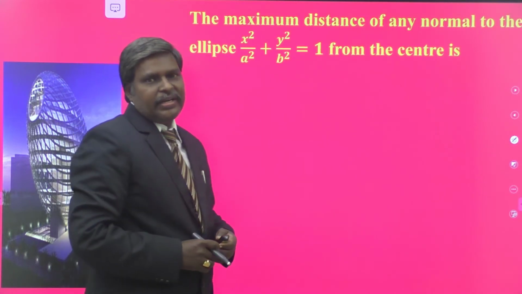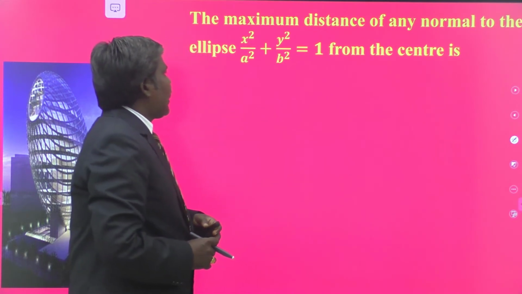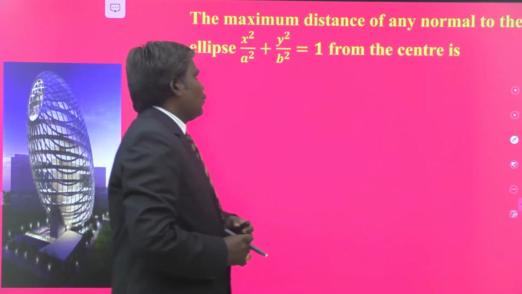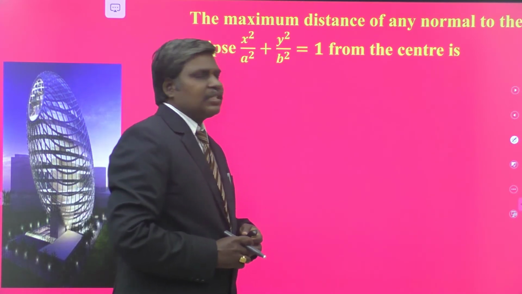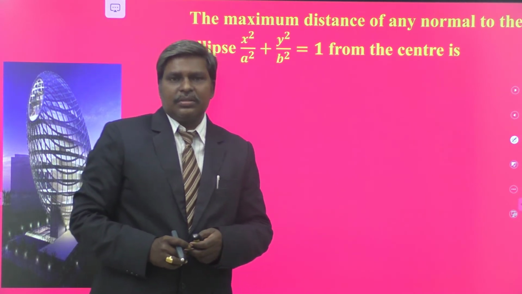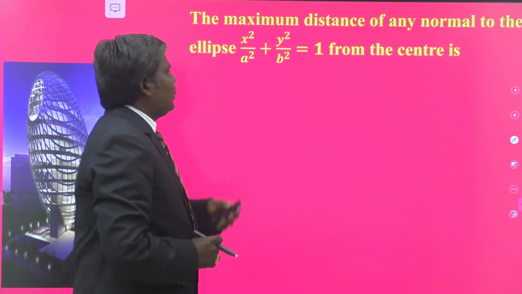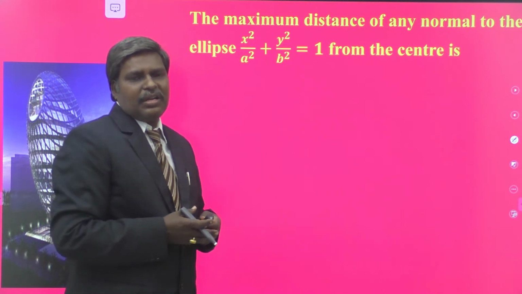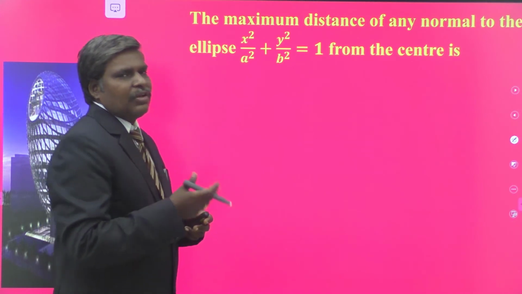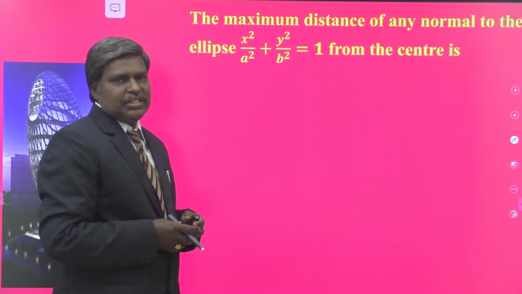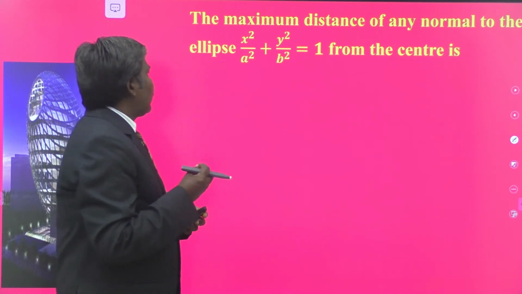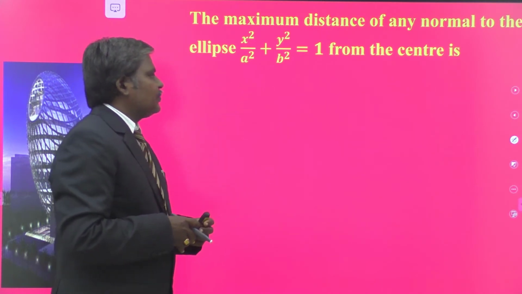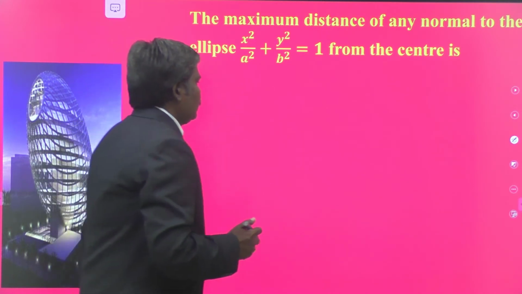Next one, this is a very interesting question to you. The maximum distance of any normal to the ellipse x square by a square plus y square by b square equal to 1 from the center is what? This is the question. So we have to find out the maximum distance of any normal to the ellipse. We can try infinite number of normals to the ellipse and infinite number of points on the circumference of the ellipse itself. So we have to find out the maximum distance of that normal to the center of the ellipse. That is the question.